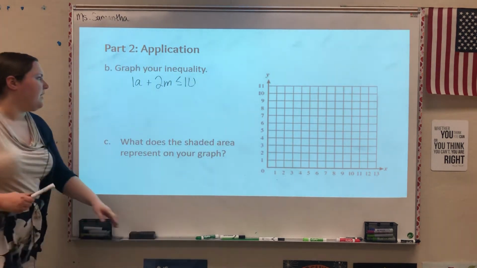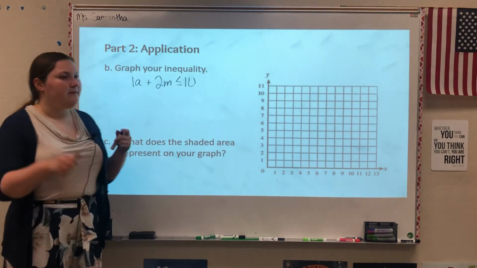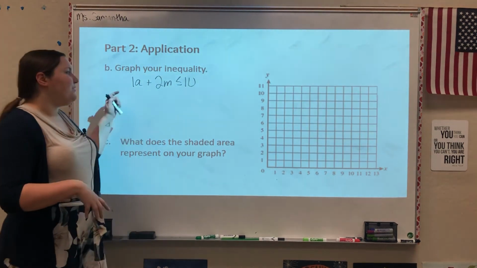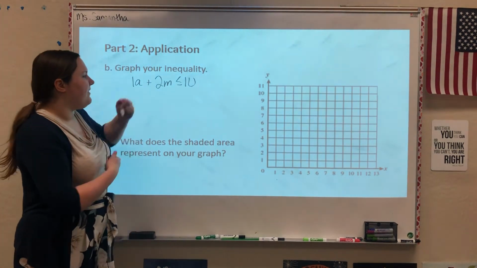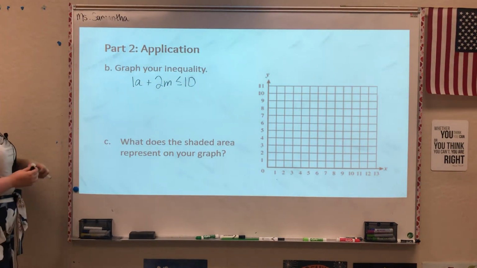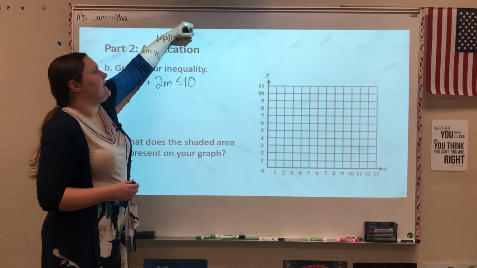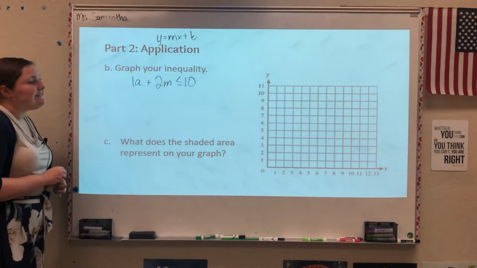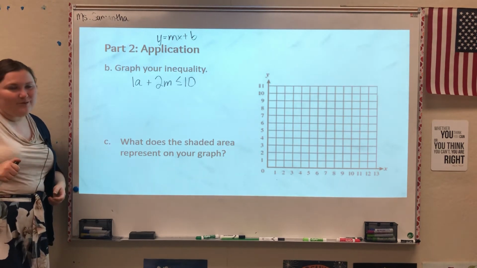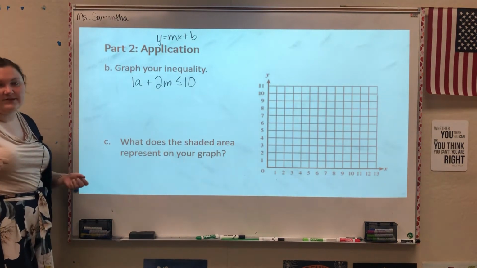Okay. If I wanted to graph this inequality, it's going to be similar to what we were doing in those last ones. I want to change this into a form that I know how to graph. So here I would need it to look like y equals mx plus b. Now you can leave the a and the m there if you want, but I found in class it helps a lot of students to switch them out.